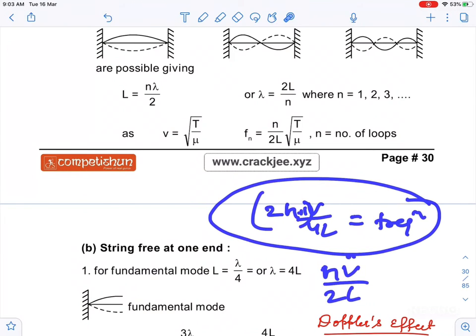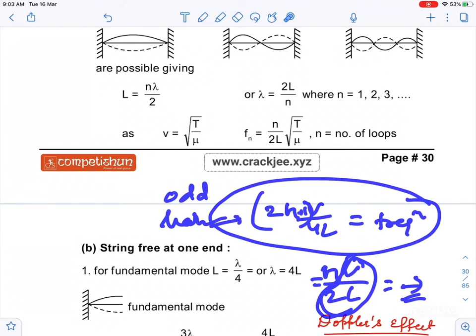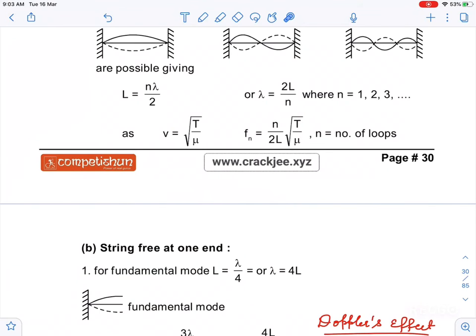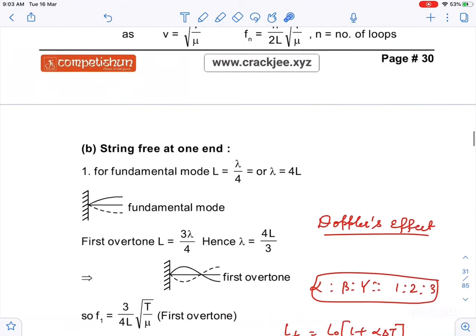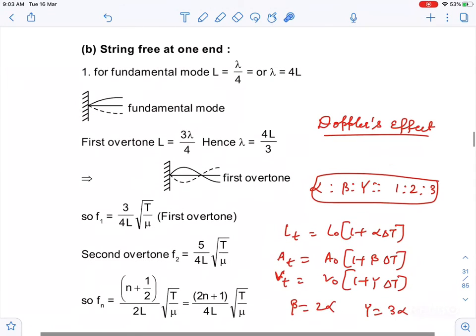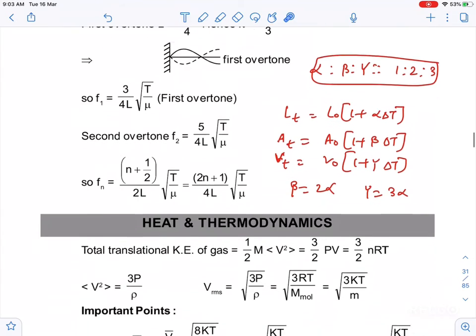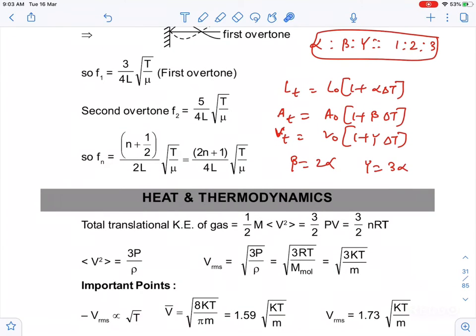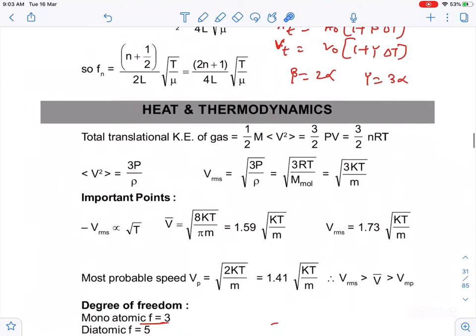And for an open organ pipe, this is nothing but nV by 2L, meaning all multiples of the frequency, so both even and odd harmonics are possible here. Only odd harmonics are possible in a closed organ pipe. In an open organ pipe, both even and odd harmonics are possible. The first overtone and second overtone I have taken like this.